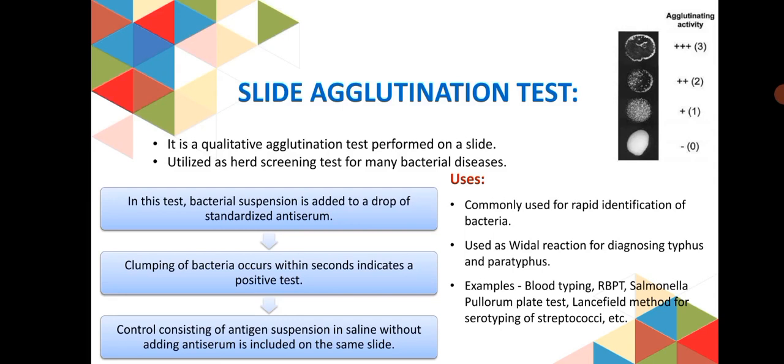In this test, bacterial suspension is added to the drop of standardized antiserum. Clumping of bacteria that occurs within seconds indicates a positive test. A control consisting of antigen suspension in saline without adding antiserum is included on the same slide.